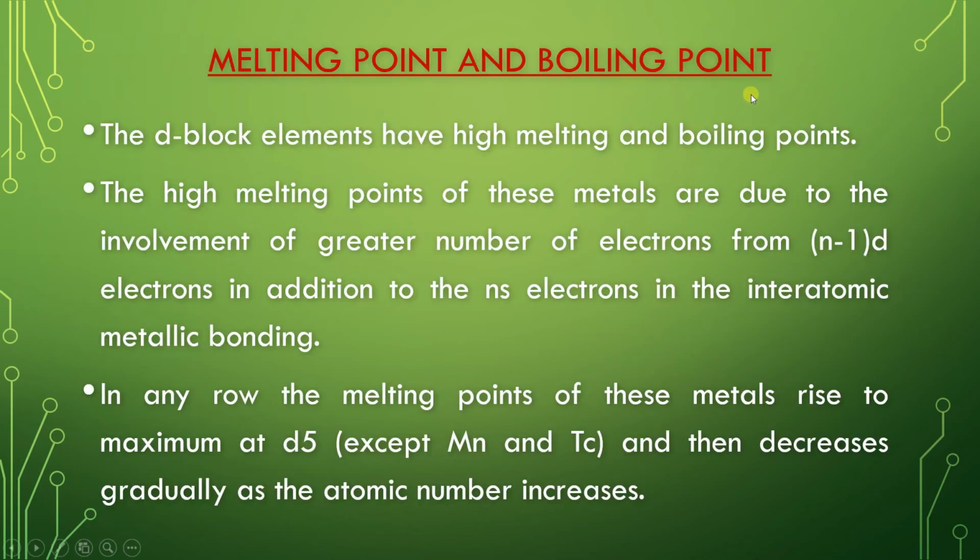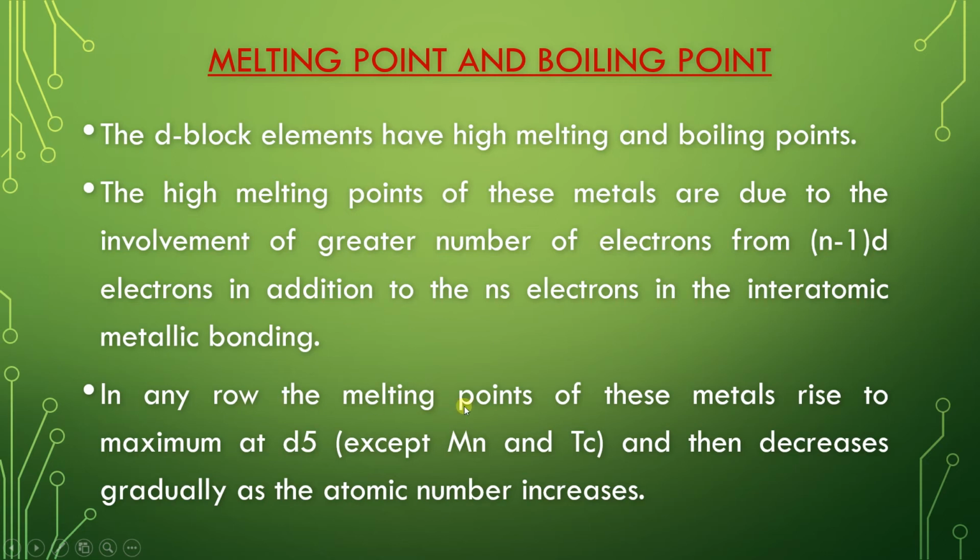Melting point and boiling point. The D block elements have very high melting and boiling points. The high melting points of these metals are due to the involvement of a greater number of (n-1)d electrons in addition to the ns electrons in the interatomic metallic bonding. So there is stronger metallic bonding. Transition elements exhibit high melting points.